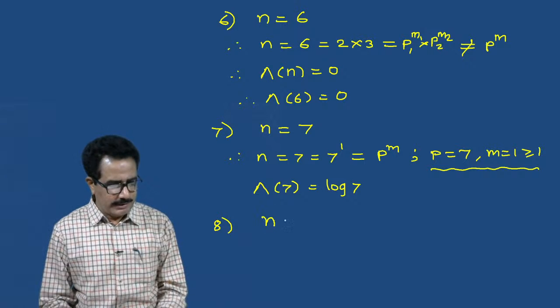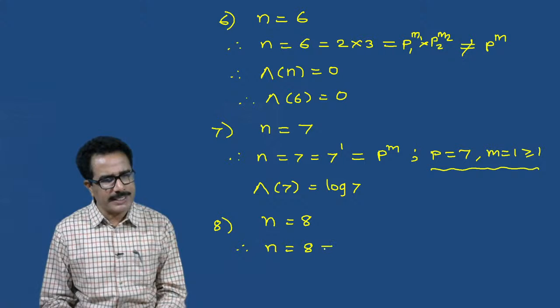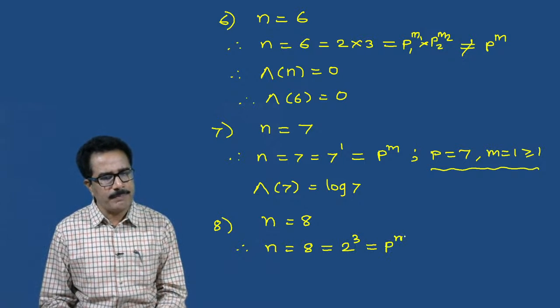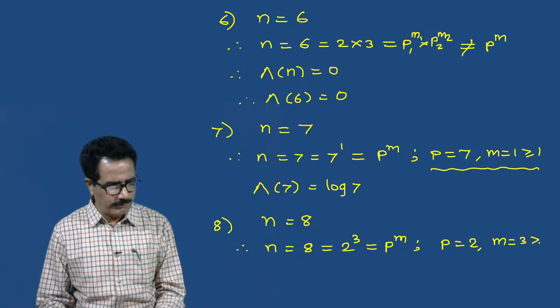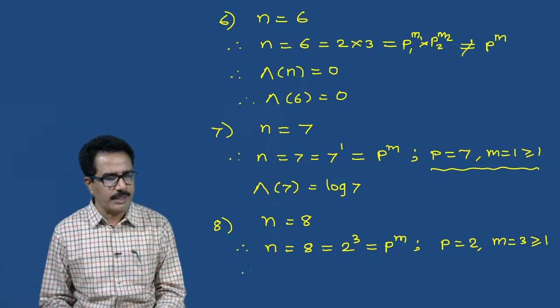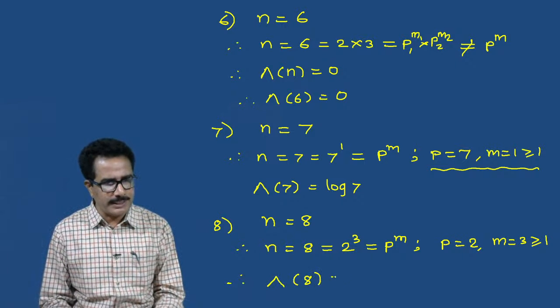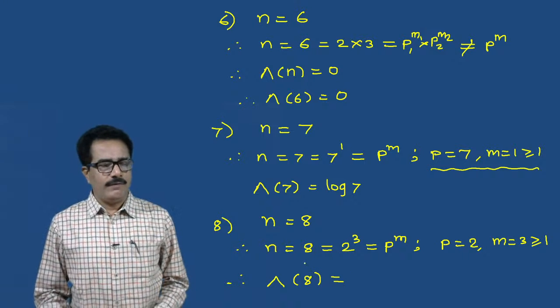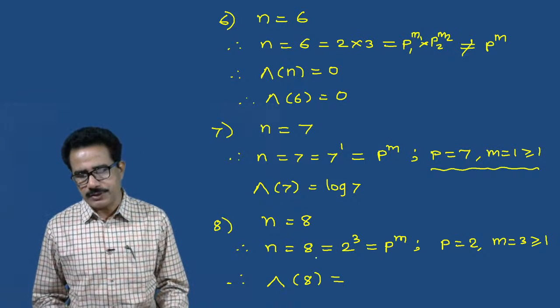Next, n is equal to 8. Therefore n is equal to 8, that can be written as 2 raised to 3, which is of the form p raised to m. That means p is equal to 2, m is equal to 3, which is greater than or equal to 1. Therefore the Mangoldt function lambda of 8 is equal to, what is it, students? Come on, tell me. Find the value of lambda 8, the Mangoldt function for n is equal to 8.